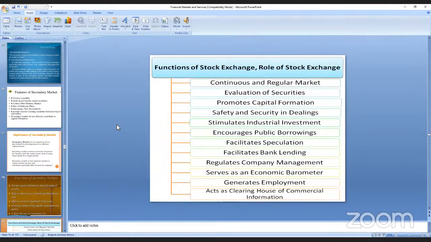Here, see, what are the functions of the stock exchange? What is the role of the stock exchange? Priyanka and Hema, look at the slide and tell me. What is continuous and regular market?